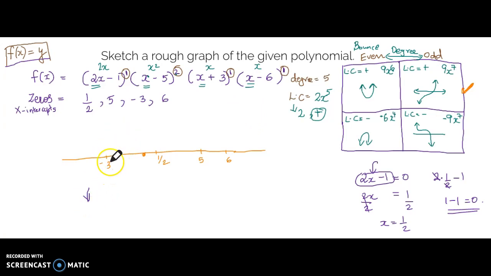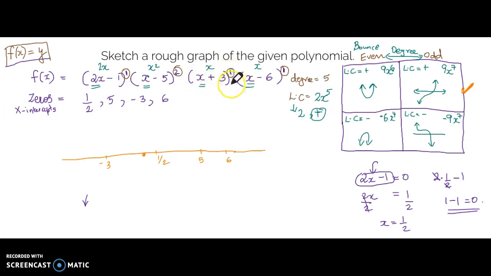Now, I'm going to look at them in order. The first root here is negative 3. So I'm going to start from negative 3. At negative 3, I'm going to look at the factor which gives me negative 3. This is a factor that gives me negative 3 as a solution. What is the degree of that individual factor?